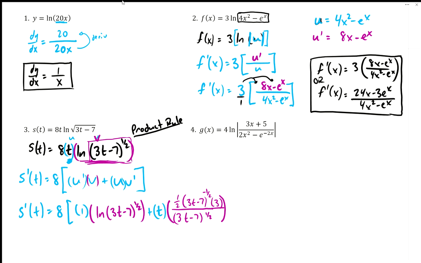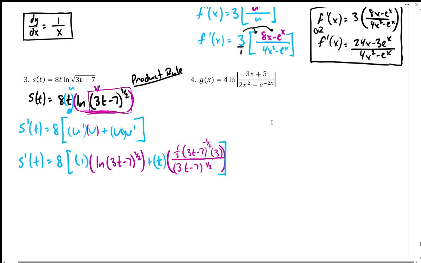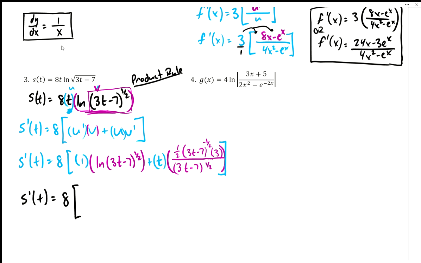Okay, and then still we can put that big old bracket down. And then now we're looking to simplify. Okay, so here's something nice that's going to happen though. I'm back to black ink because we did our derivative. So 8. This first term, 1 times whatever is 1 times whatever. So it is just ln of 3t minus 7 to the half.